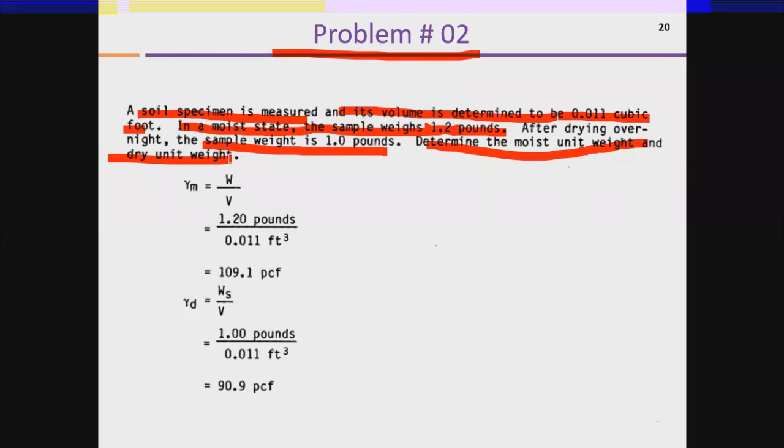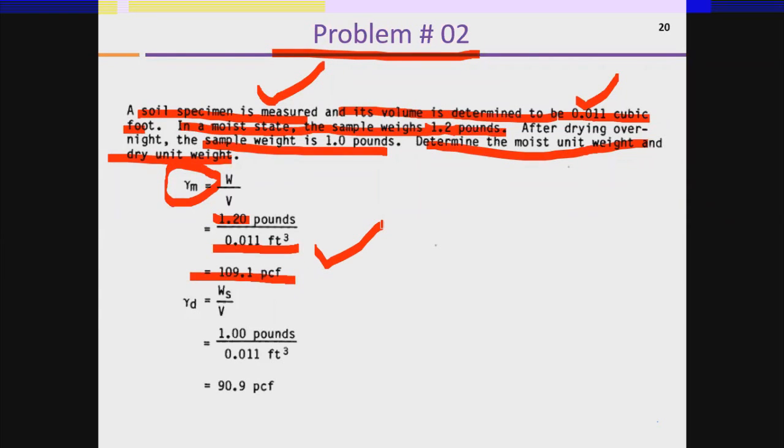If you are talking about the unit weight of dry soil, then in that case you will only add the weight of soil solids, which is known as the weight of dry soil. So in the statement, the weight of the soil in the moist state is given as 1.2 pounds. For gamma M, the unit weight of the moist soil, also known as gamma B, you will use this 1.2 pounds, because that is the weight of the soil sample in the moist state, divided by the volume of the soil system, which is 0.011 cubic feet. So this will be equal to the value of gamma B, 109.1 pounds per cubic feet.